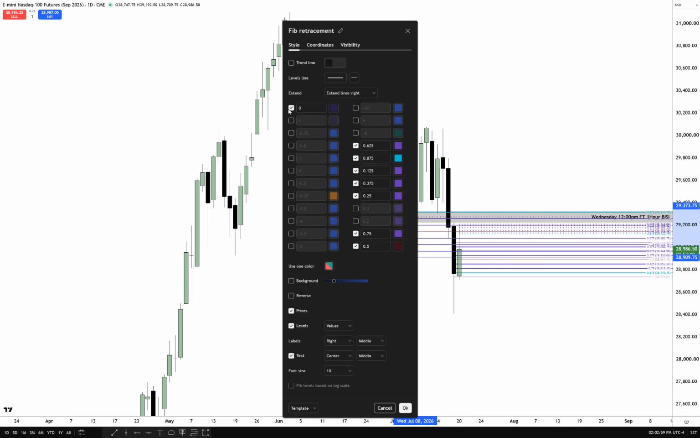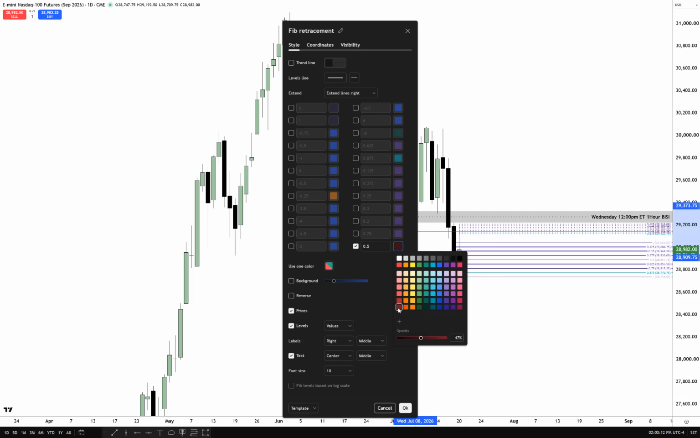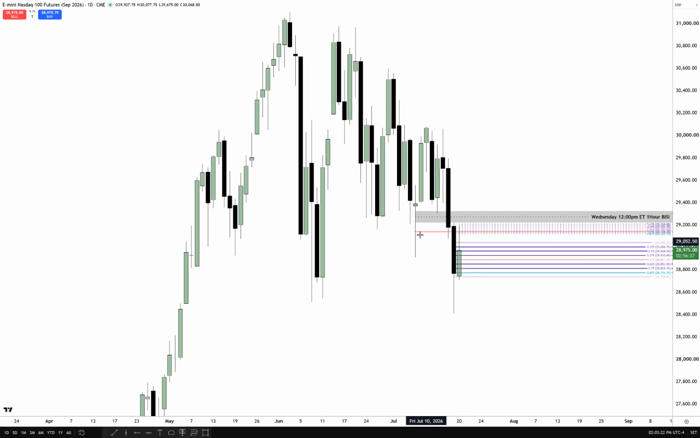So we're just going to take these lines off and just focus on the consequent encroachment level. And you can see it's red here, that hue. Okay, I'm going to make it a more vibrant red so it stands out on the chart a little bit, and I'm going to beef it up a little bit. All right, so that way you know that this discount wick has become a premium array.